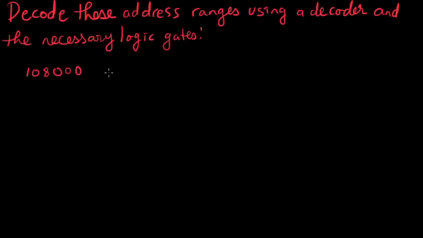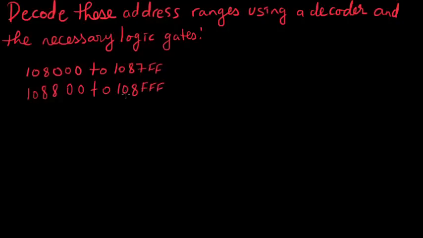1000 0000 to 107FF, then 10FFF, and then you get 1090000 to 109 7FF.